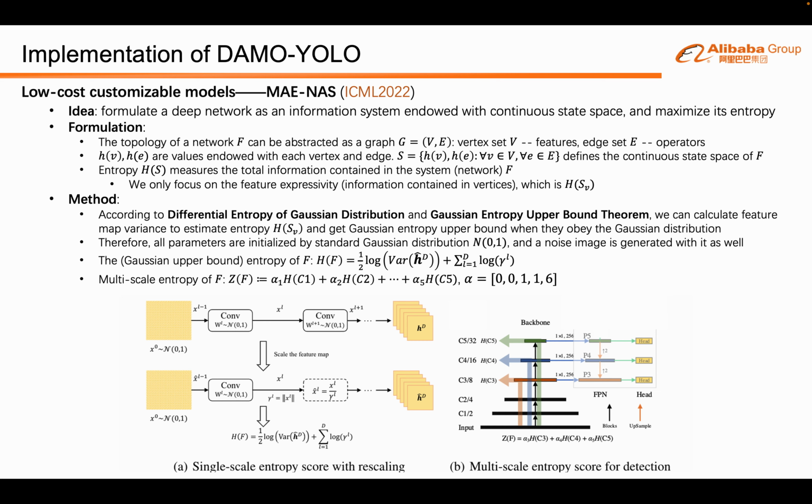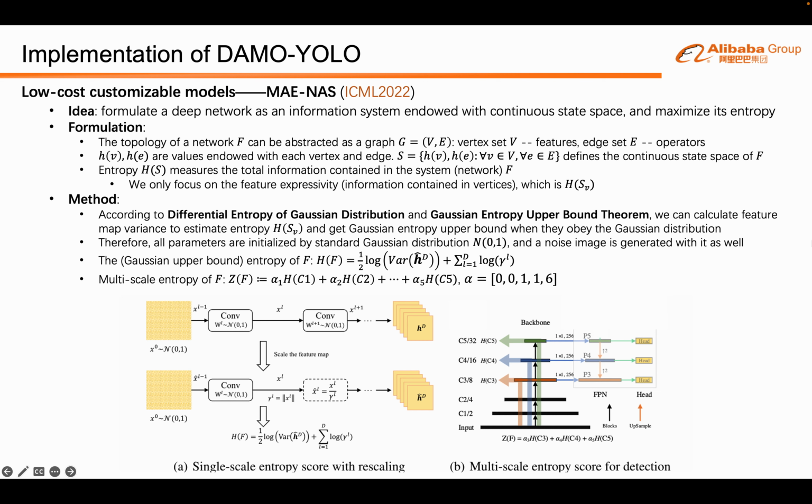For the object detection task, we hope to maximize the feature expressivity of the network, so we only focus on the entropy of the vertex set. So, how do we calculate the entropy of features? As a matter of fact, according to the differential entropy of Gaussian distribution and the Gaussian entropy upper bound theorem, we can calculate the variance of feature maps to estimate the entropy, and get the Gaussian entropy upper bound when they obey the Gaussian distribution to approximate the expressivity of the network.